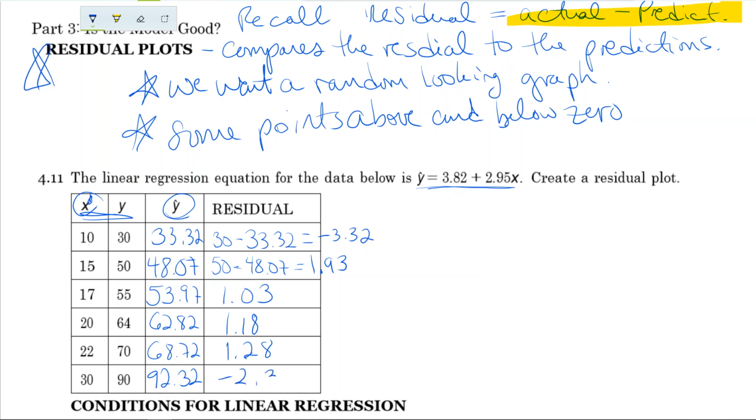Negative 2.32. Okay, cool. Now we are ready to graph. So let me draw an axis so you can get an idea of what goes down on this. When you're doing your graph, what's going to go down here are your predicted values or your fits. We're going to put y hat down here, and then along the vertical axis, we're going to put the residuals.